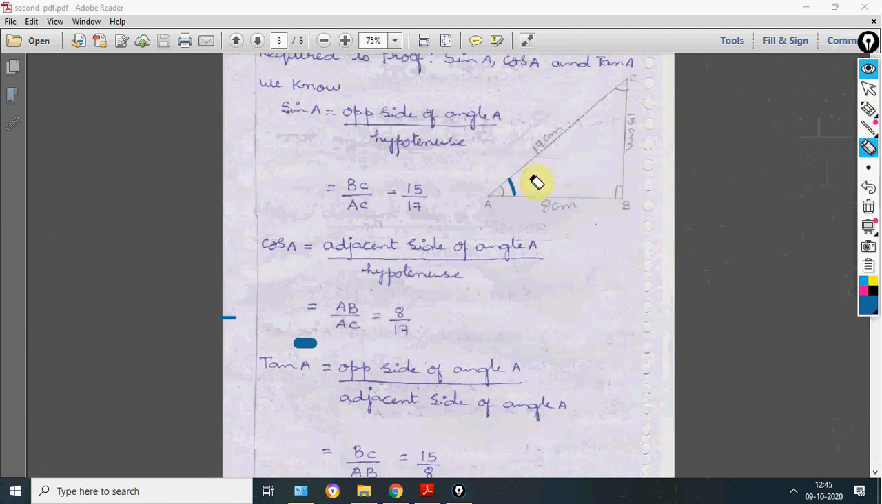Now we have found sin A, cos A and tan A. All 3 we have found out. Our problem is over. Hope you have understood.